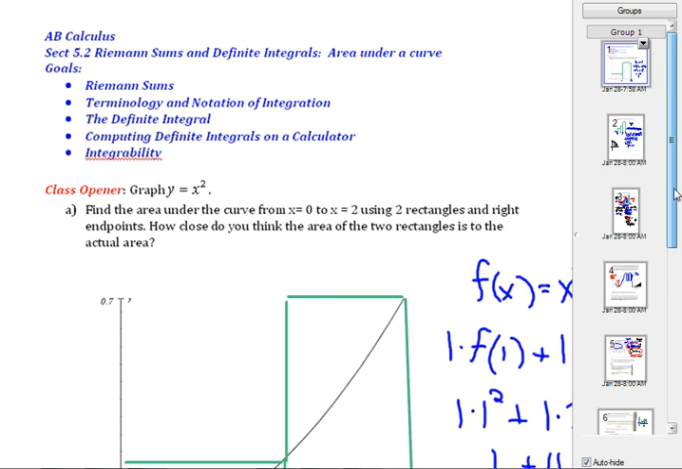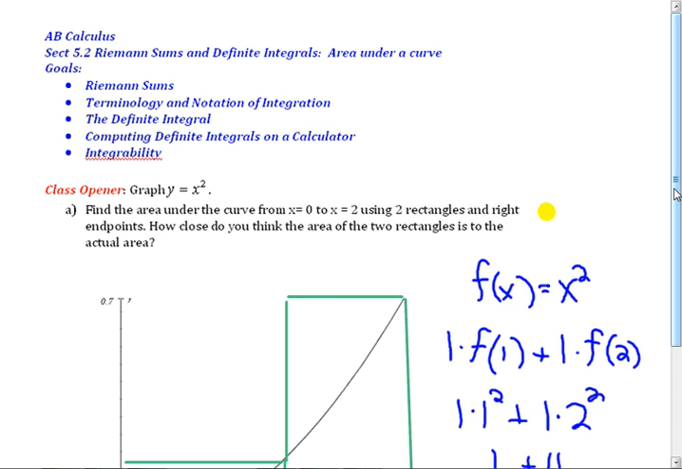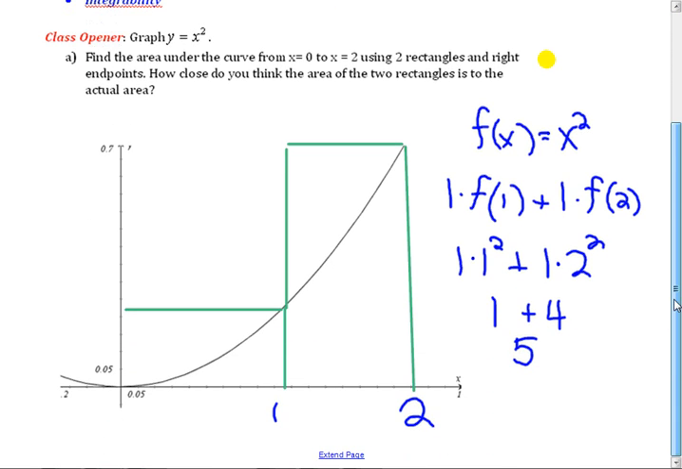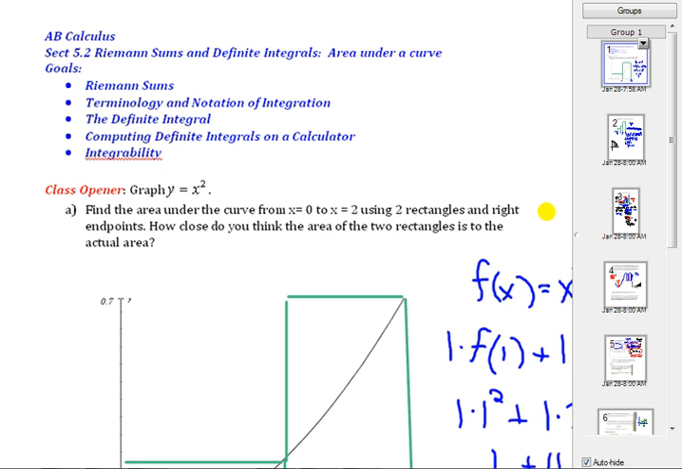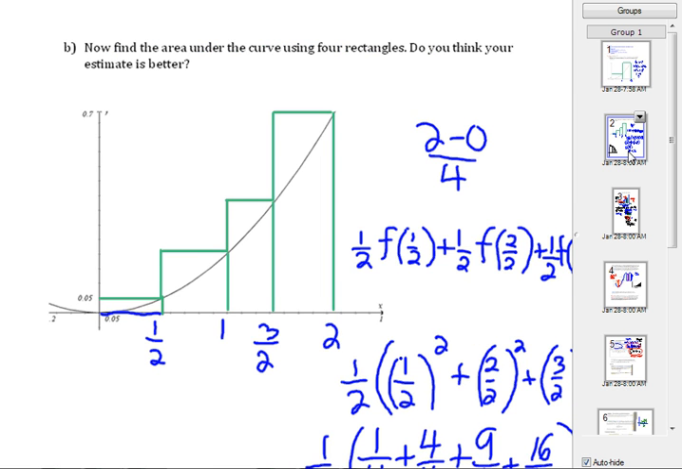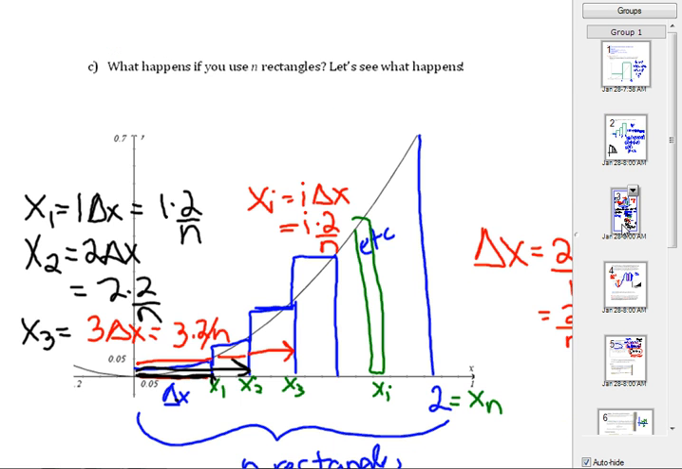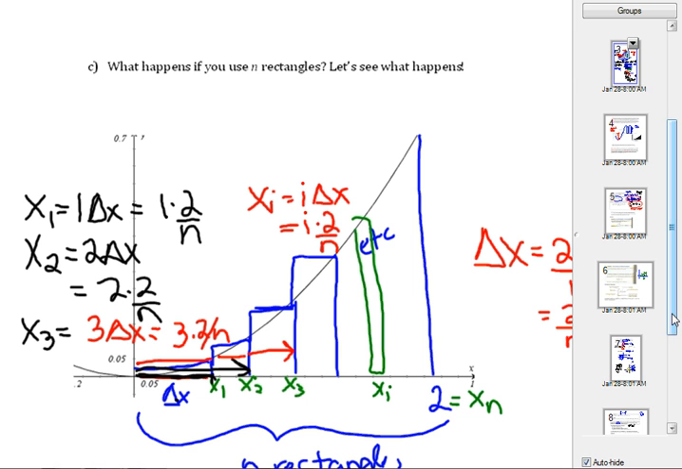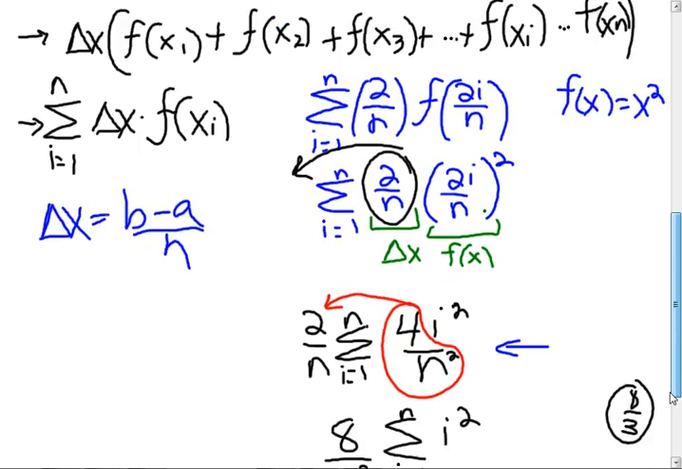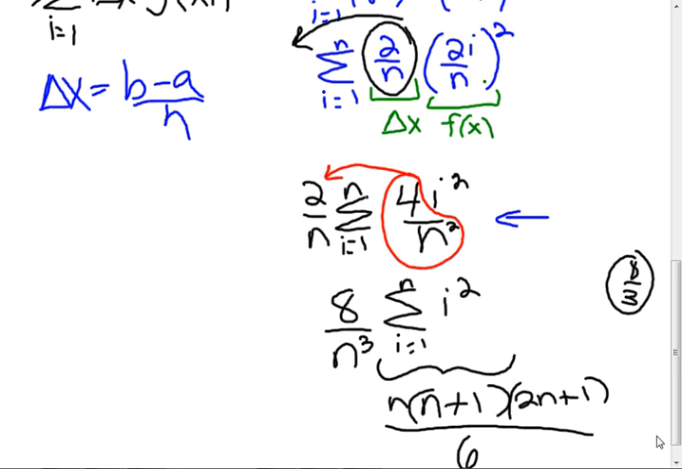First we started with just a regular quadratic curve, and we took two rectangles. That wasn't a very good estimate, was it? So then we did 4, which got better, but not good enough. Then I said, well, what if we go to an infinite number of rectangles and just shade the whole thing in underneath? That will get us the exact answer, actually. But you have to know what this summation of i squared is.